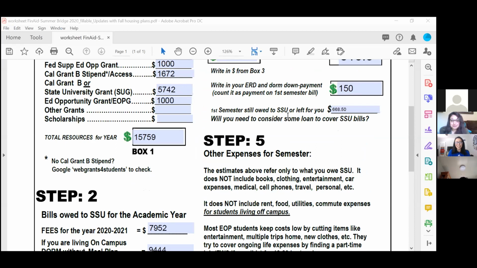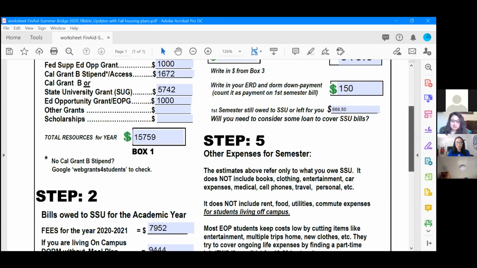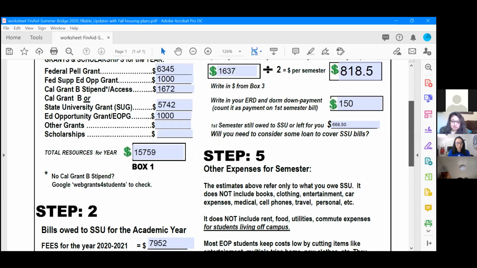Okay. Thank you, Erica. So we did a sample of a student living on campus. Let's look at what a student looks like who is living off campus. And there was a question in the chat box that asked, if I had put on my FAFSA that I plan to live on campus, but now I'm planning on living off campus or at home with my parent or guardian, will that affect my financial aid award?